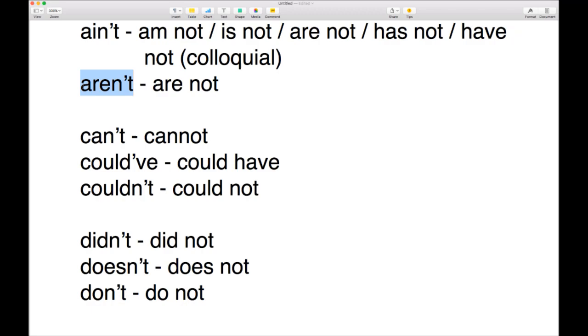All right, so the next common contraction that you will hear, and this one is a correct contraction, is the word aren't. I will just show you exactly how to pronounce that. We do not concern ourselves with the letter R. We open our mouth wide and do aren't, aren't. You see my tongue coming up for the N and releasing in the T. We aren't going. Aren't is short for are not. We aren't going.